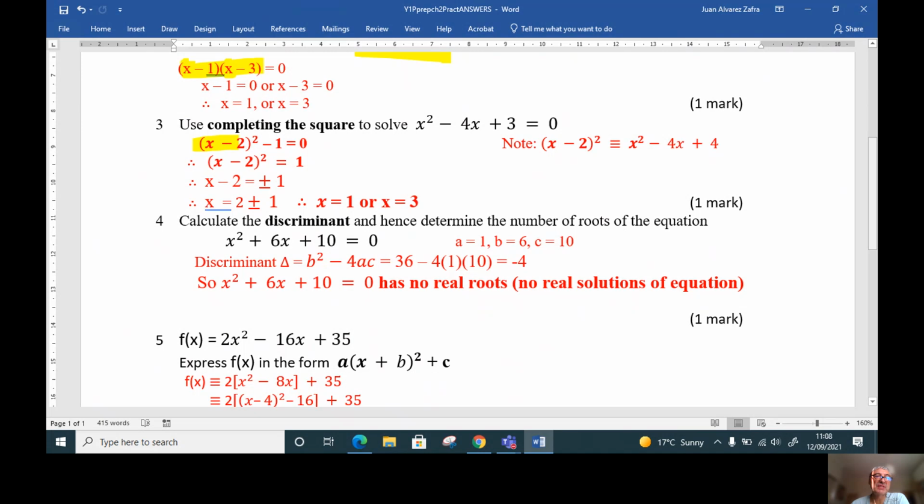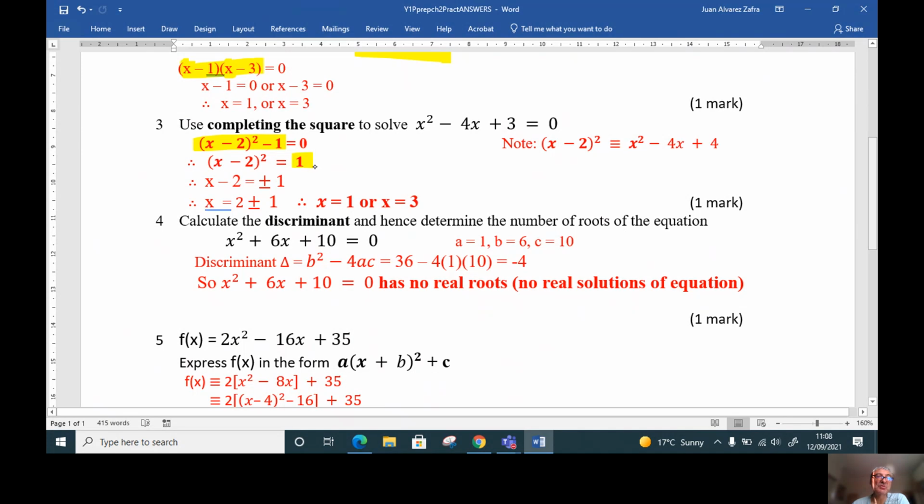And you should really check this out. You should multiply that out and check that it gives us what we want. So multiplying out the x minus 2 squared, we get x squared minus 4x plus 4. And then if we subtract 1, we get the plus 3 that we want. And now rearranging, because x is now in only one place, we move the 1 to the other side.